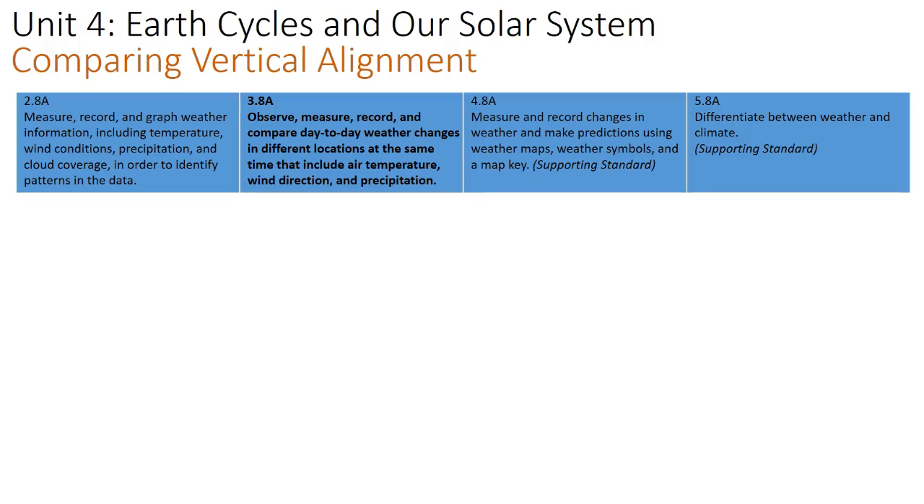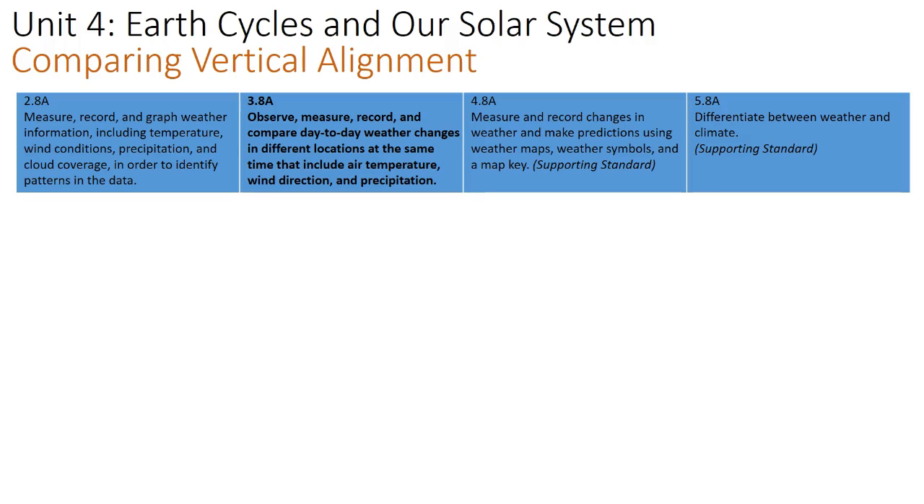The other layer that comes on top of that is different locations. So they need to be comparing weather on the same day in different locations. They need to observe it, measure it, record it, and compare it with that different location. And we need to include air temperature, wind direction, and precipitation. So that's a lot of detail in that particular standard. Last year, your students got some practice measuring, recording, and graphing weather information, including some of those things that they're going to be asked to do this year.